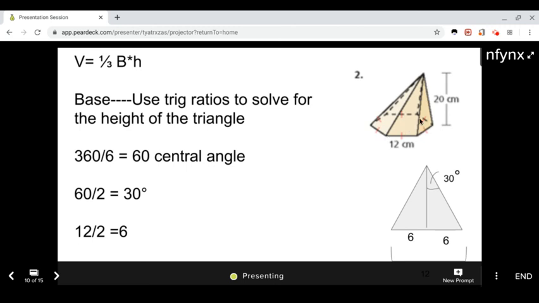And I need to know my central angle first. So I have 360 degrees divided by 6 sides equals 60 degrees. So the central angle here would be 60. Now I'm only trying to focus on half of the triangle, so I'm going to be dividing that by 2, which is equal to 30. So this angle here is equal to 30.